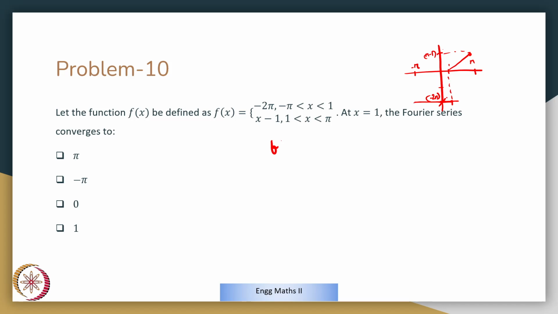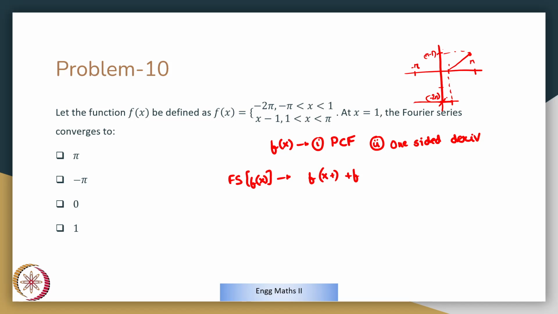Again, we'll make observations about f of x. The first observation is that it is obviously a piecewise continuous function, which means that the Fourier series can exist. And the second observation is that one-sided derivatives exist, which means that the Fourier series of f of x will converge to f of x plus plus f of x minus, divided by 2, in a pointwise fashion.